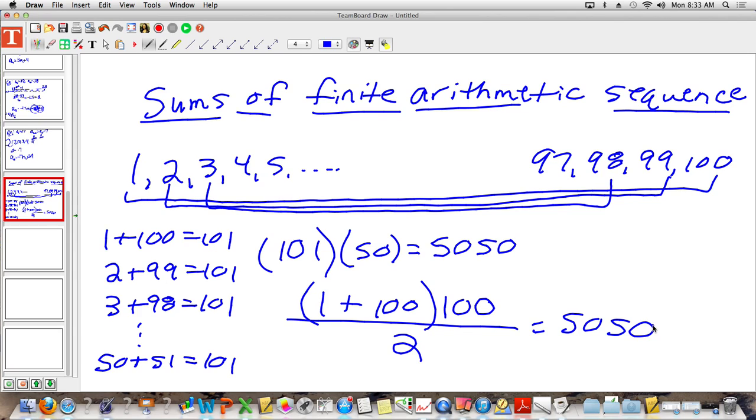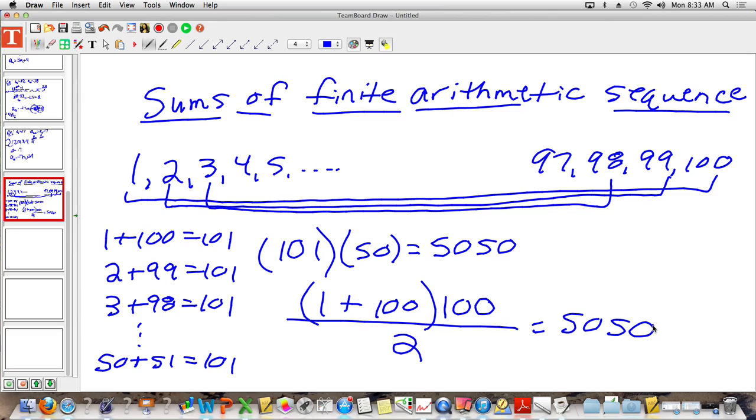1, 2, 3, 4, 5. Why is it arithmetic? You're constantly adding 1 to get to each next number. What's the slope of this sequence? 1. Slope is 1.